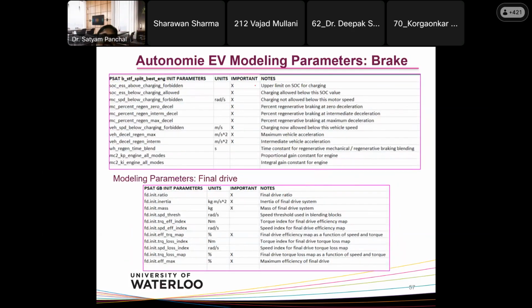In addition to that, we also need the brake parameters, like the upper limit state of charge for charging, the charging allowed SOC, the motor speed, the zero deceleration, the acceleration, the time constant for regenerative braking, the integral gain constant for the engine, proportional gain constant, maximum vehicle acceleration, minimum vehicle acceleration, and also an intermediate part. And the final drive, basically the drive ratio, then the inertia for the final drive, mass, speed, torque index, speed index, final drive efficiency, torque index and speed index for the drive loss map, and the maximum efficiency for the final drive.